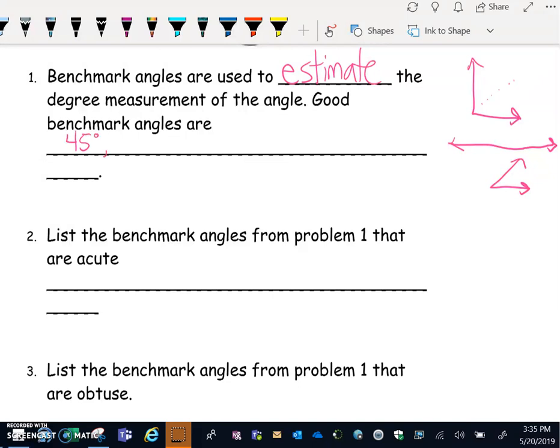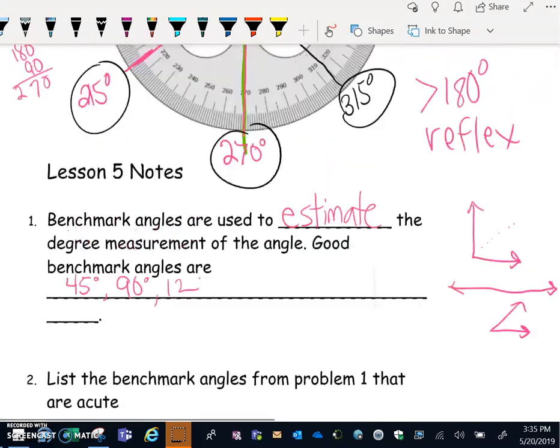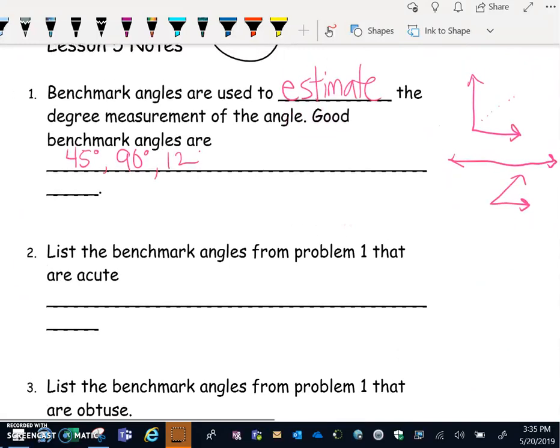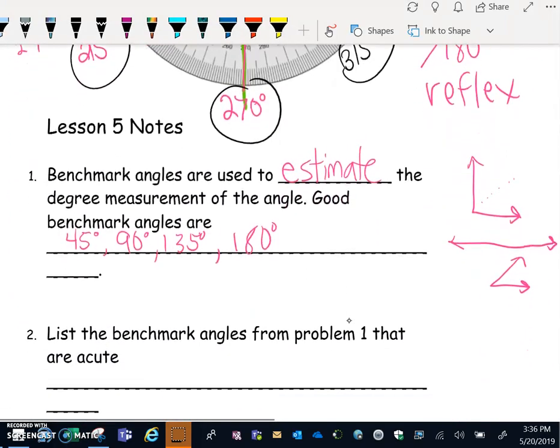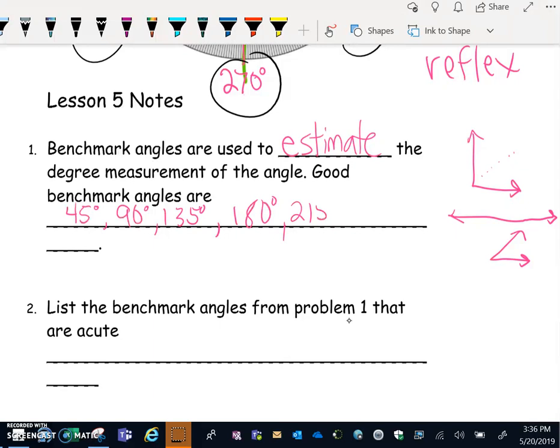So good benchmark angles are 45 degrees, 90 degrees, 135 degrees. Sorry, I just had a brain freeze for a second. 135 degrees, 180 degrees. You see, I'm just taking them right off of this circle all the way around. So 215 degrees, 270 degrees, and 360 degrees.